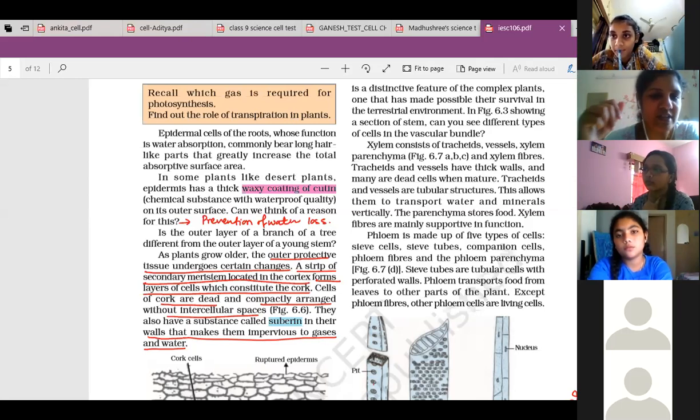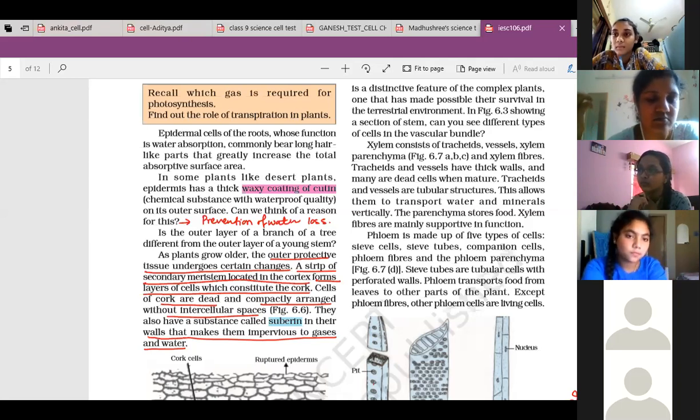The main function of transportation, providing the channel, providing the passage, is with the help of sieve tubes. Sideways movement is done with the help of companion cells. Then the parenchyma provides nutrition and stores food. And the fibers' main function is providing strength, protecting against any accident, such as infection. Movement of water will be prevented due to the presence of fiber.